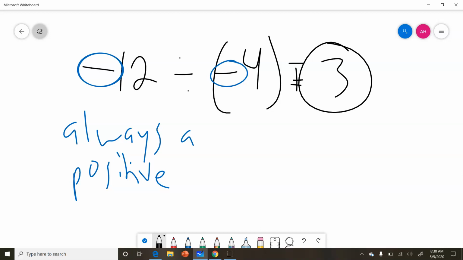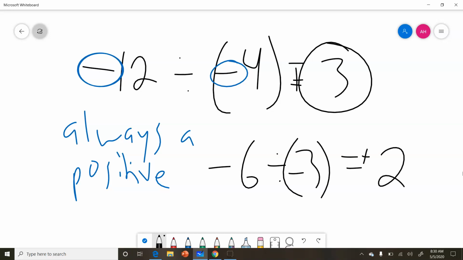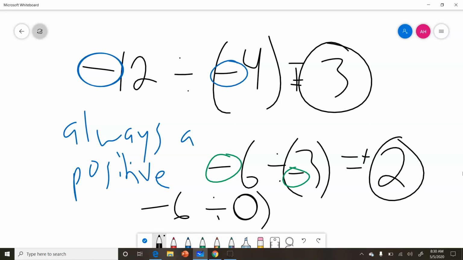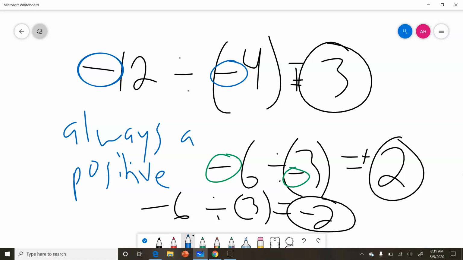Let's say we had negative 6 divided by negative 3. What would that be? That would be positive 2. Why? Because there's 1 negative and 2 negatives. Whereas if it had just been negative 6 divided by a positive 3, that's going to equal negative 2. Why? Because there was only one negative sign. So it's the exact same as multiplication, with the only difference being the division sign.